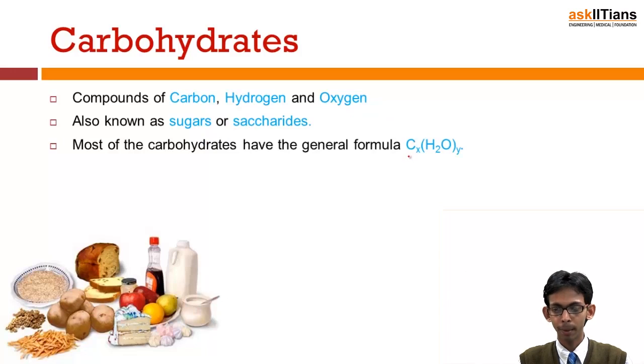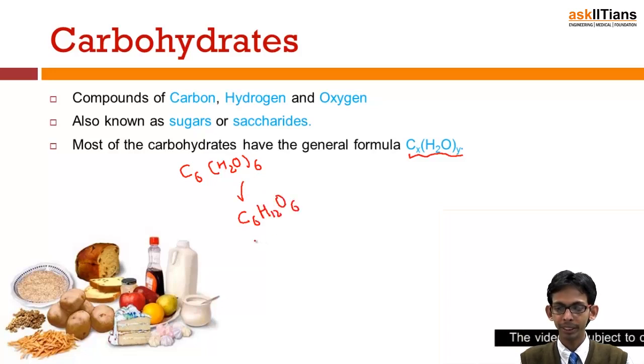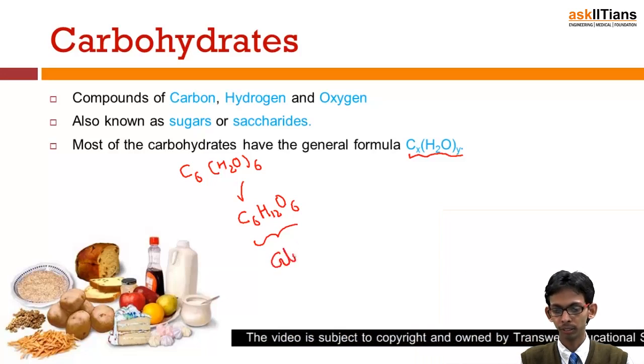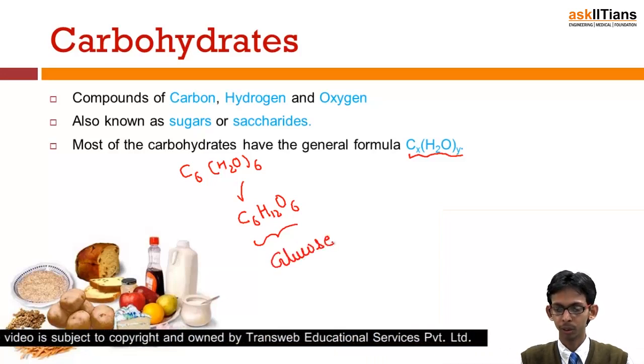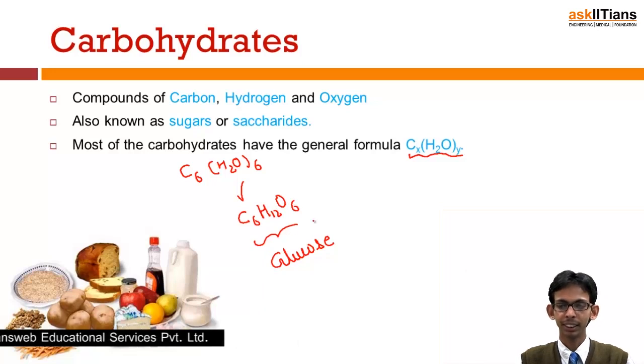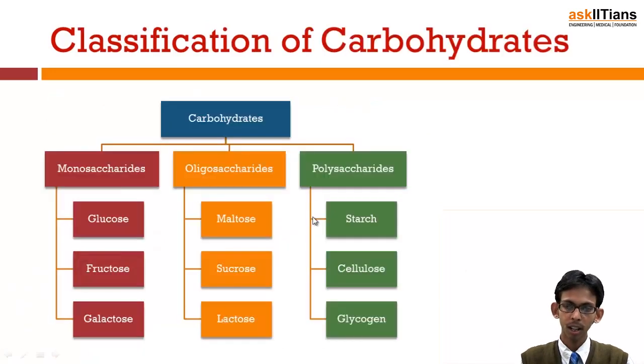their general formula can be represented by Cx(H2O)y. So let's say if we have 6 carbon atoms, in that case the formula will become C6(H2O)6. If we simplify this, we get C6H12O6, which is actually the formula of glucose and also fructose. So this is the general formula of carbohydrates. Now next is classification of carbohydrates.